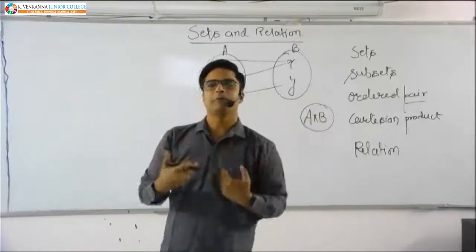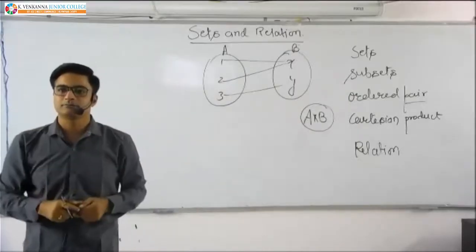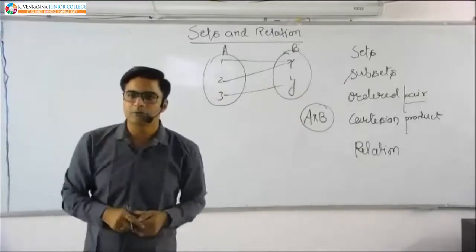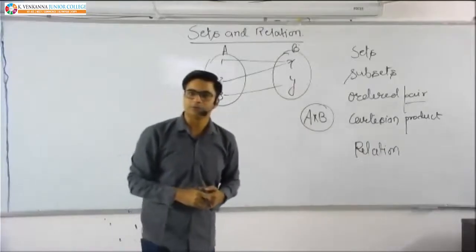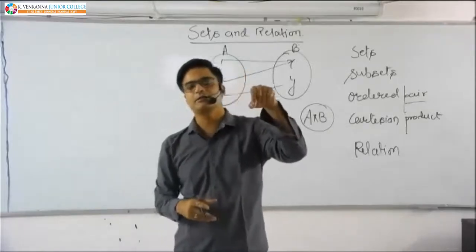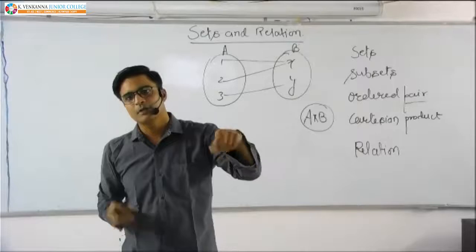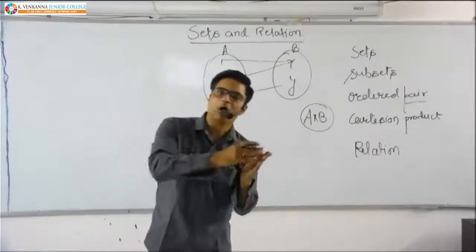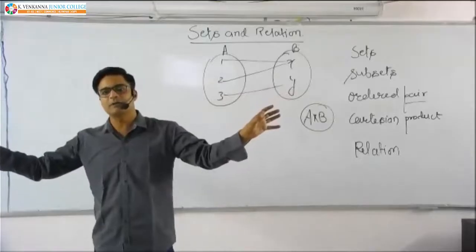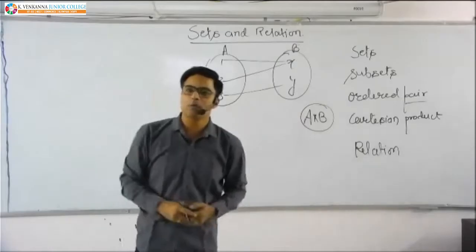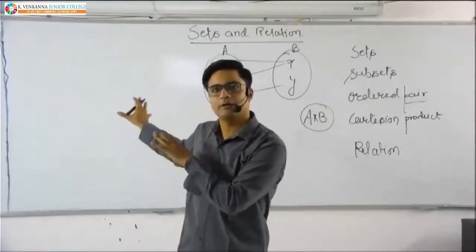So first entry and second entry will be basically batchmates. Some of you might be friends, so I can define the relation of friends also. You can define the relation with respect to your parents also. The first entry is the son or the daughter, and the second entry is mother or father. So depending upon how we are connecting elements of set A with the elements of set B, we can define so many types of relation. And that's what we are going to study right now.